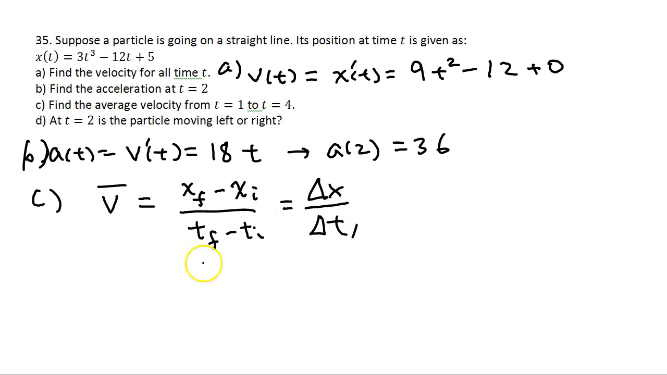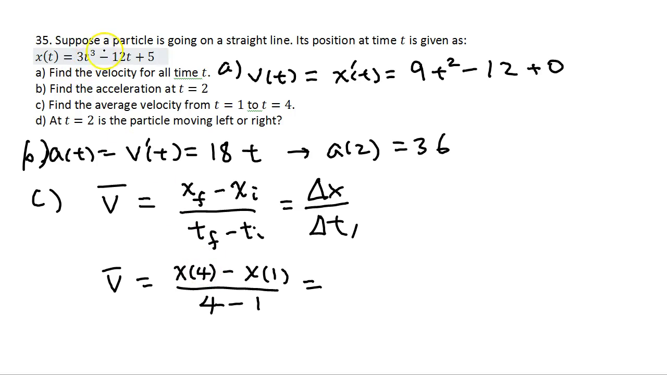All right. So what is this? V bar is the final position. Well, you have to know what x(4) is. Well, let's write x(4) for now. So we have to know where the position of the particle is at time t equals 4. And also at time t equals 1, we have to know the position, divided by the final time, 4, minus the initial time, 1.